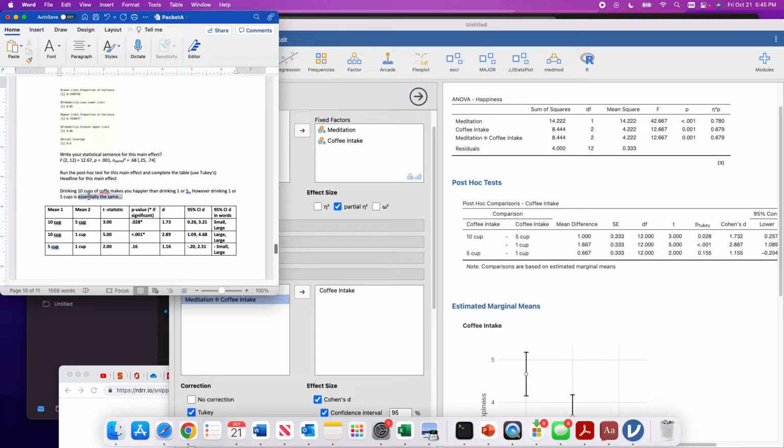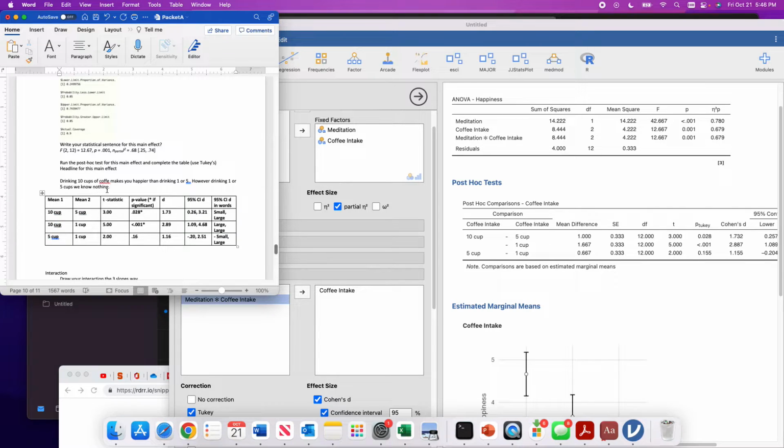Well, actually, no, essentially the same is not true. I broke my own rule. However, drinking 1 or 5 cups, we know nothing. But we do know that drinking 10 cups of coffee makes you happier than drinking 1 or 5. However, drinking 1 or 5, we know nothing about its impact on happiness. I'm not writing it all out because it's just a lot there, and I'm super lenient on those.